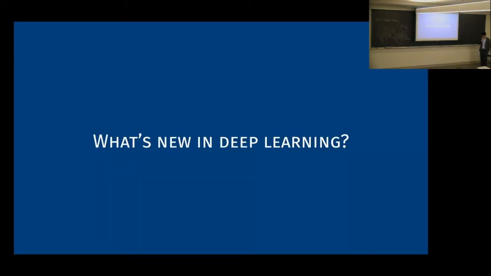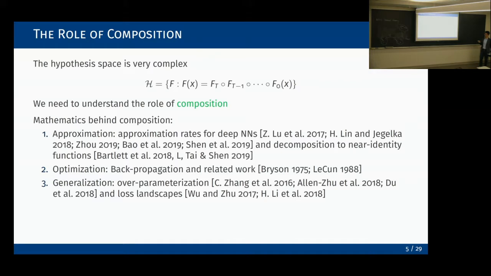Okay, so what is new in deep learning? Because everything we said before applies to everything, including linear regression. Okay, so what's new in deep learning is really the role of composition. So the hypothesis space is very complex, and we need to understand what is the role of this repeated application of some method on your hypothesis space.